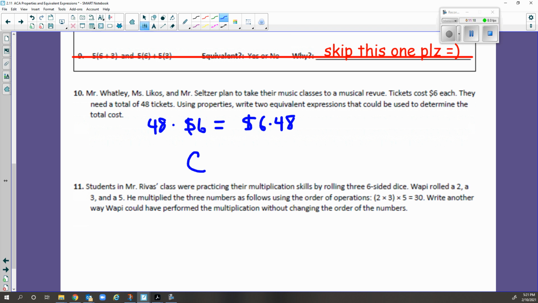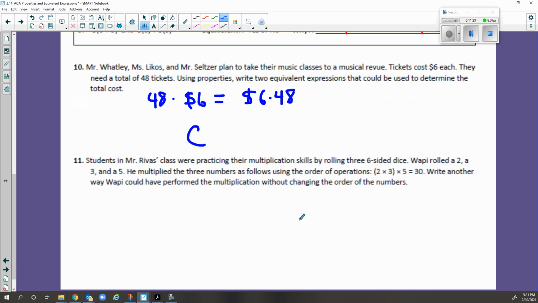Super cool. Next one. Students in Miss Rivas's class were practicing their multiplication skills. Maybe I should practice my reading skills. Let's start over. Students in Miss Rivas's class were practicing their multiplication skills by rolling 3 6-sided dice. Wapi rolled a 2, a 3, and a 5. He multiplied the 3 numbers as follows using the order of operations. 2 times 3 times 5 equals 30. Write another way Wapi could have performed the multiplication without changing the order of the numbers.